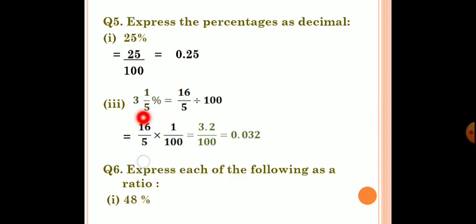Number 3, 3 1 by 5%. So let us first convert this into an improper fraction, that is 5 3s are 15 plus 1, 16 by 5, and percentage is there, that means divided by 100. This can be written as 16 by 5 into 1 by 100. If I divide 16 by 5, I'll have 3.2 as the answer and 100 was remaining. So we have written 3.2 by 100.